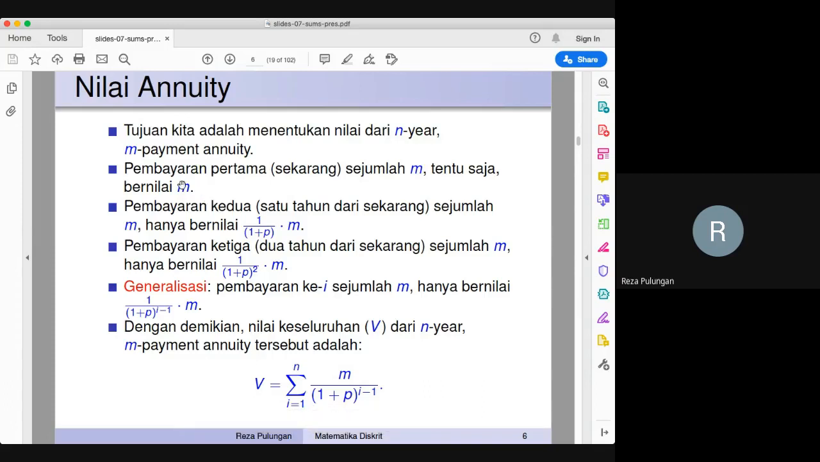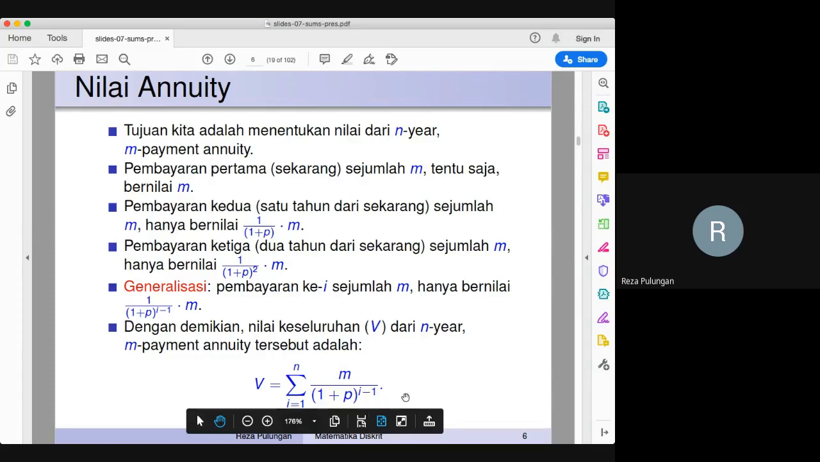Which is okay. And then when I is equal to 2, I minus 1 is equal to 1, so we have 1 divided by 1 plus p. So we basically have this. This is the result of the value of the annuity.